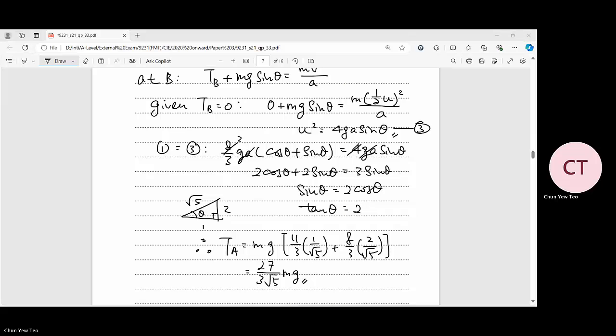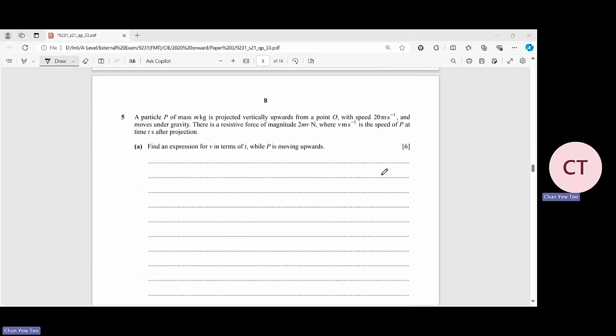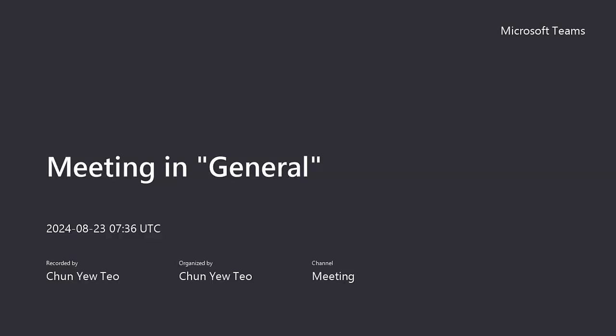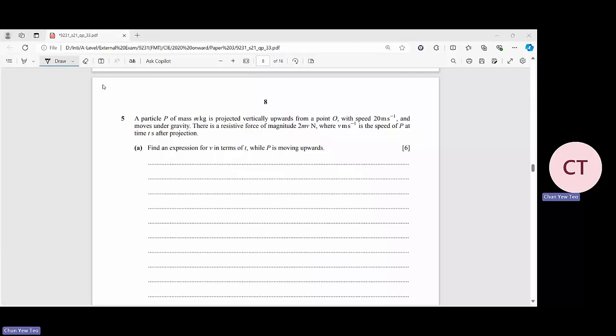Okay, so now we are moving to number 5. Now we take a look at question number 5. A particle P of mass m is projected vertically upward from a point O with a speed 20 meters per second and moves under gravity. There is a resistive force of magnitude 2mv Newton, where v is the speed of P at time t after the projection. Find an expression of v in terms of t while P is moving upward.